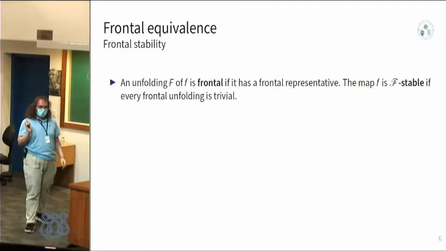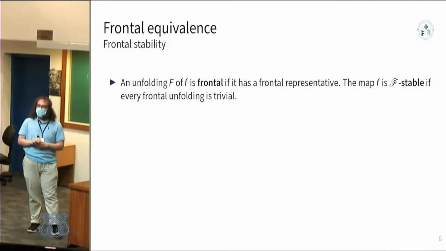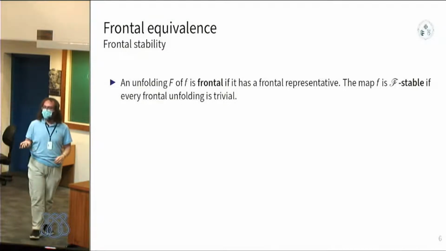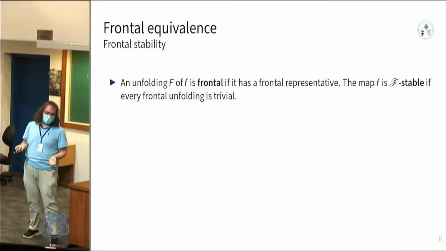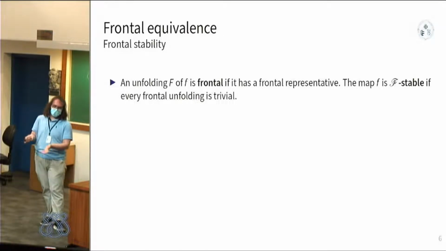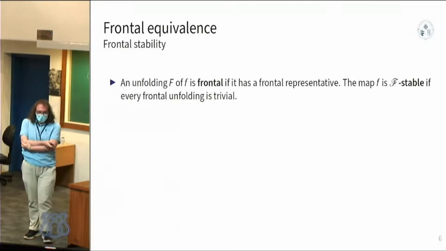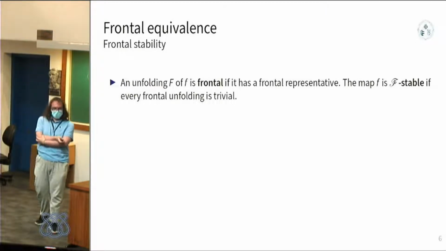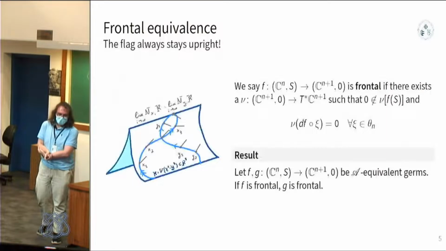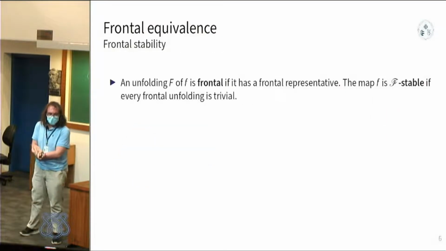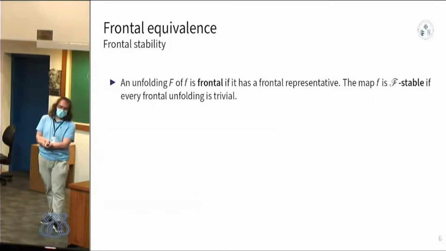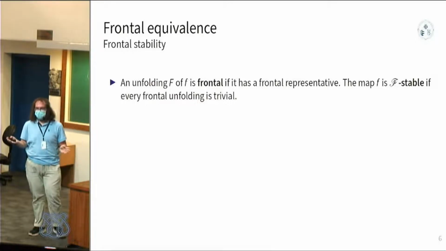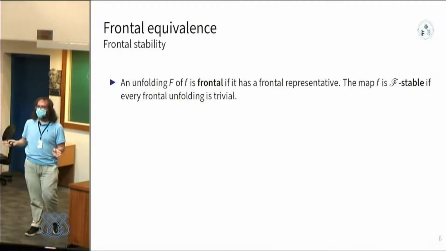So, moving to stability, an unfolding F of little f is frontal if it has a frontal representative. We already know what unfoldings are due to the ISIS course. In particular, we will say that the map f is frontally stable if every unfolding which verifies this frontality condition is trivial. That is, it can be reduced via A-equivalence to the map f times a series of variables that do not intervene with f.